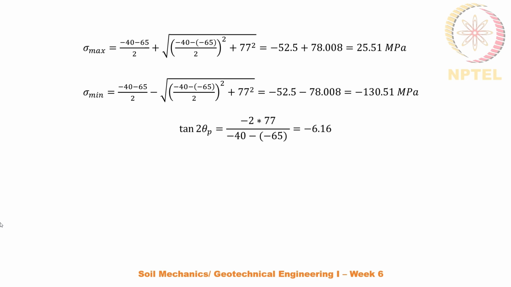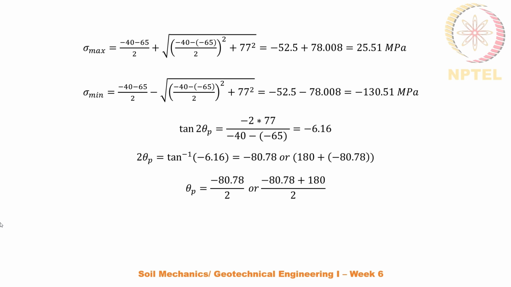which is equal to minus 130.51 megapascal. And tan 2 theta p is equal to minus 2 into 77 divided by minus 40 minus of minus 65, which is equal to minus 6.16. Taking the tan inverse, we have 2 theta p is equal to minus 80.78 or 180 plus this value, and theta p is equal to half of this, which is minus 40.39 degrees or 49.61 degrees.